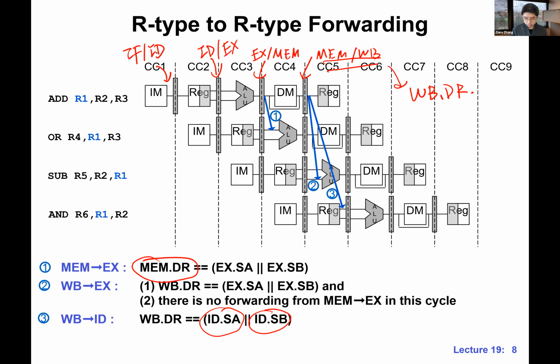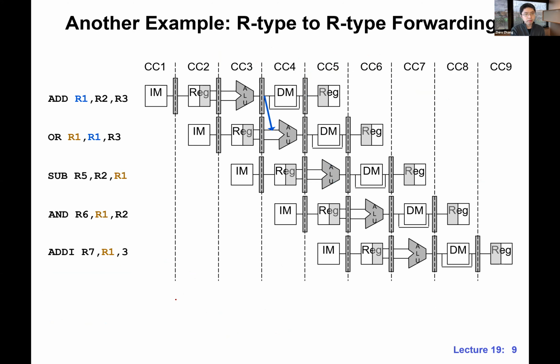But why do we have this kind of check for the second path? Let's look at a different example. See here, the instruction sequence is slightly different. We still have this data dependency between add and or, and that's where we are doing the forwarding. Notice that or is also writing to R1. So my next question is, do we want to enable the forwarding path from here, from WB to EX?